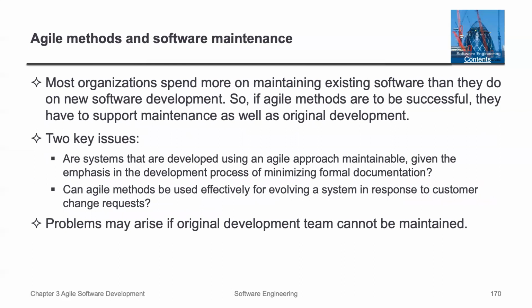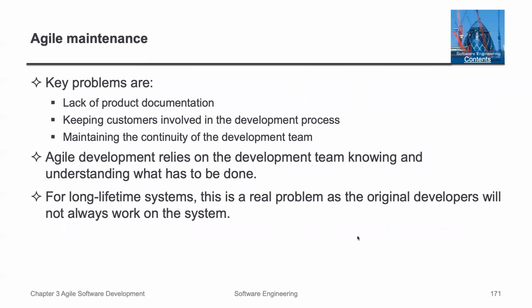Agile methods and software maintenance: most organizations spend more on maintaining existing software than they do on new software development. So for Agile methods to be successful, they have to support maintenance as well as the original development. There are two key questions: are the systems that are developed using an Agile approach maintainable, given the emphasis in the development process on minimizing formal documentation? Can Agile methods be used effectively for evolving a system in response to customer change requests? These problems may arise if the original development team cannot be maintained.